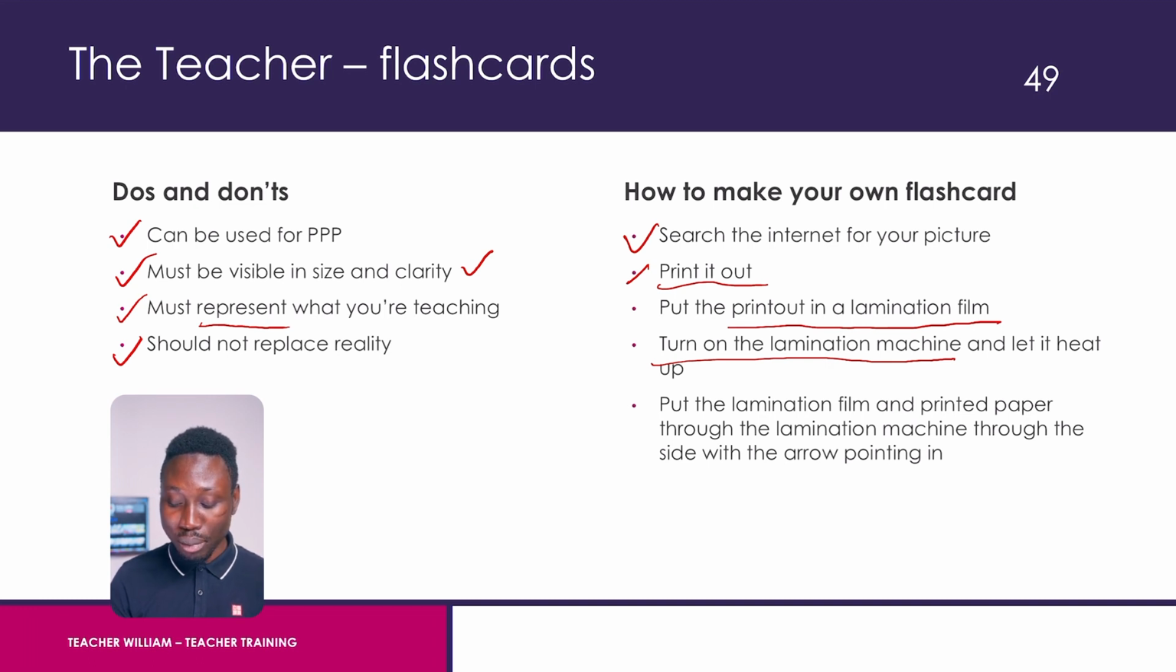Then you put the lamination film that has the paper in it through the machine. There's usually an arrow that points in the direction you should put it. So you just feed it in and it comes out through the other side. Flashcard ready. Chants are another way for your students to actually learn and remember things.